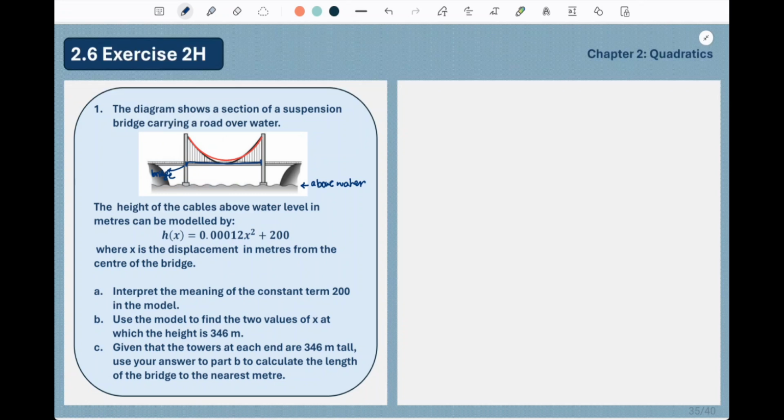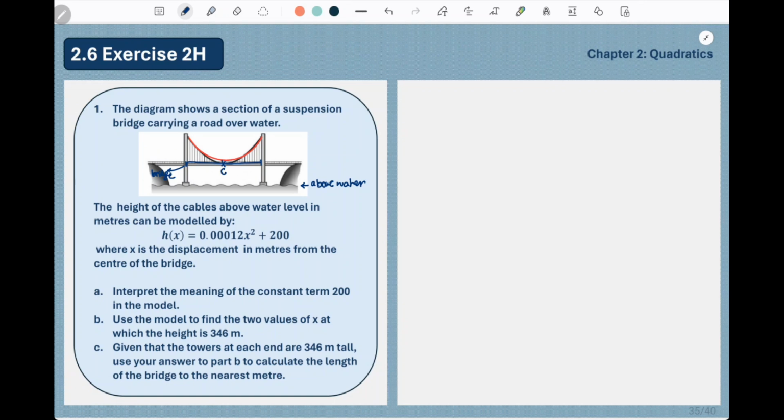So the height of the cables above water level in meters can be modeled by h(x). So h represents the height at different points, okay? So basically the height from the cable to the water, or from the water to the cable, vice versa. And x is the displacement in meters from the center of the bridge. So if my bridge is this one, the center will be somewhere here. Let's call it C, okay? So this is the center C of the bridge.